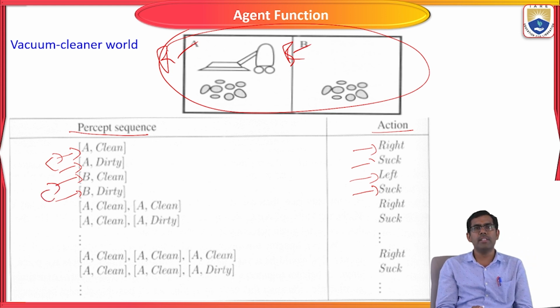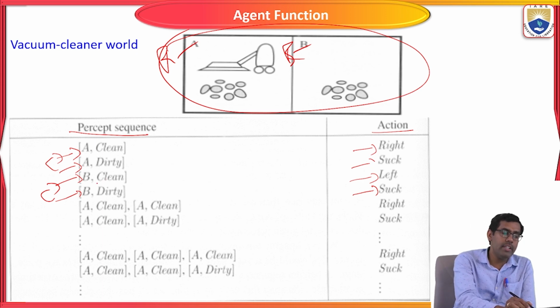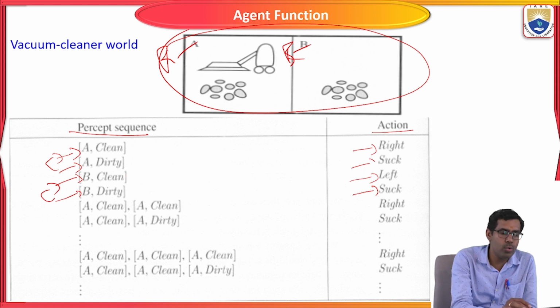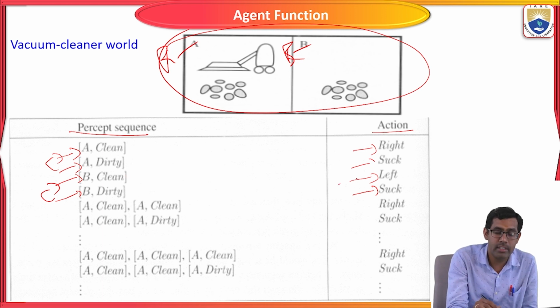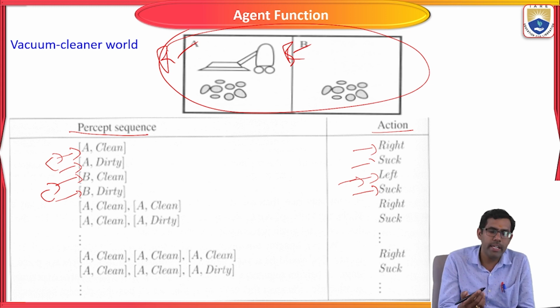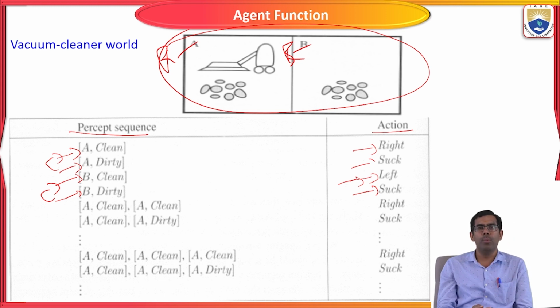Then again it will check the same instruction, B comma clean, whether the dirt has been cleaned by the AI machine or not. If it is cleaned by the vacuum cleaner, the room is clean. Then what action will it take? Again the left, it will move to the left. Then it will move to the previous room, or neighbor room.